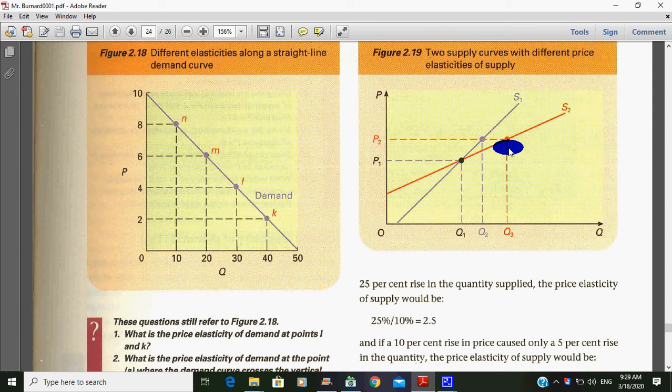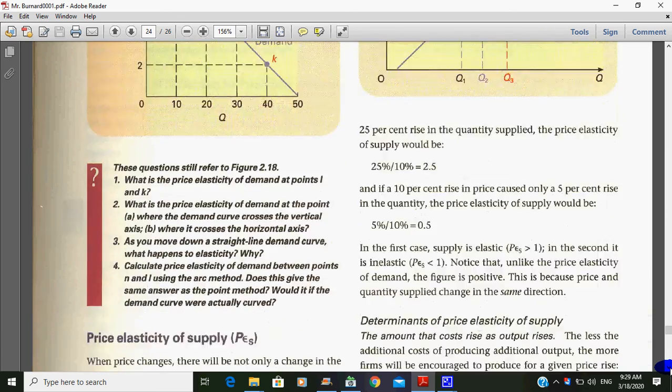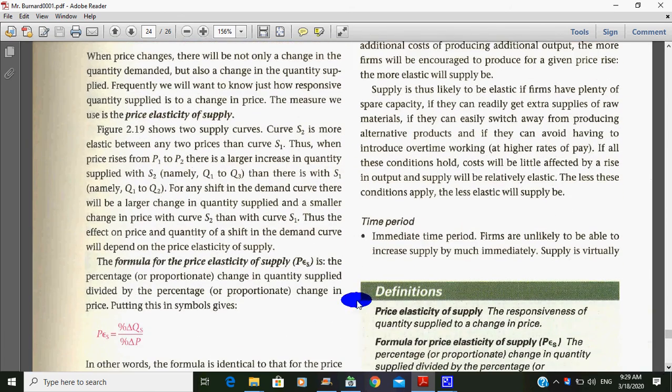So for any shift in the demand curve, there will be a larger change in quantity supplied and a smaller change in price with curve S2 than with curve S1. Alright? Thus, the effect on price and quantity of a shift in the demand curve will depend on the price elasticity of supply. We go again. Thus, the effect on price and quantity of a shift in the demand curve will depend on the price elasticity of supply.